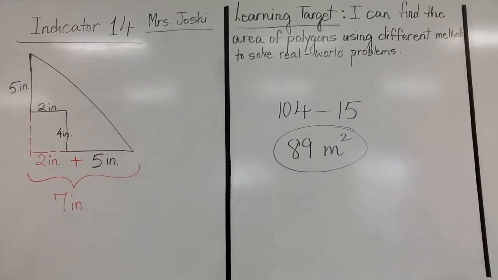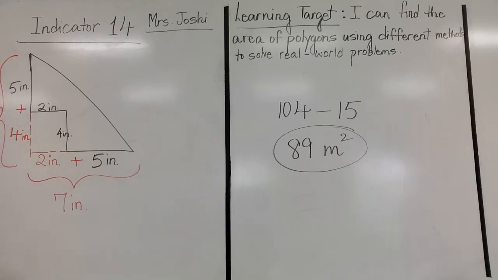Okay, same thing for the height. I have got to find the height of the entire shape. So in order to find the height of the entire shape, it would be 5 plus whatever this missing amount is. So if this is 4, this is 4 inches. So this entire height now is 5 plus 4, that is 9 inches.